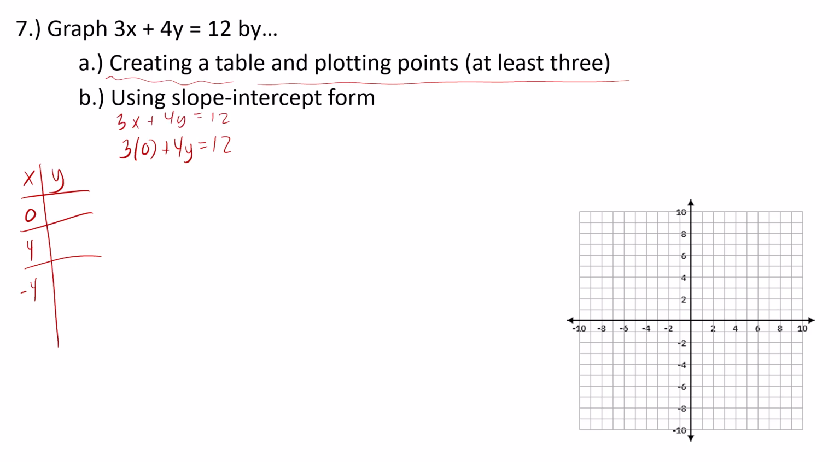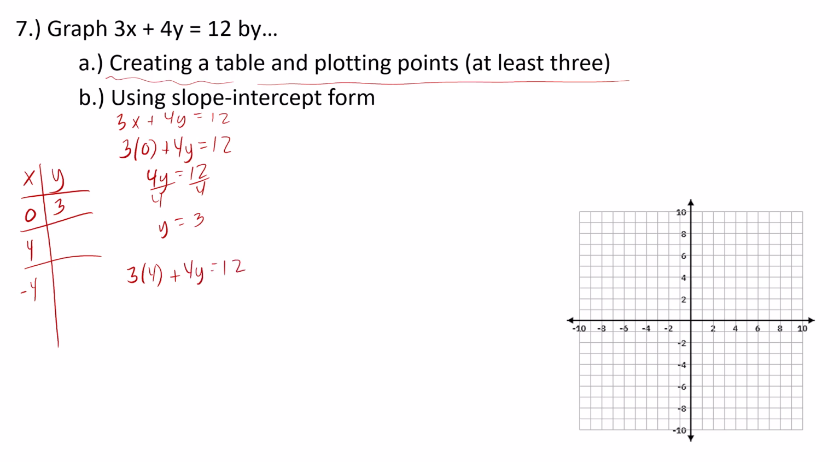3 times 0 is 0, leaving me with 4y. Divide both sides by 4, and I get y is equal to 3. 12 divided by 4 is 3. So the point (0, 3) is on the graph of that equation. Now I'll do the same thing, but with a 4.